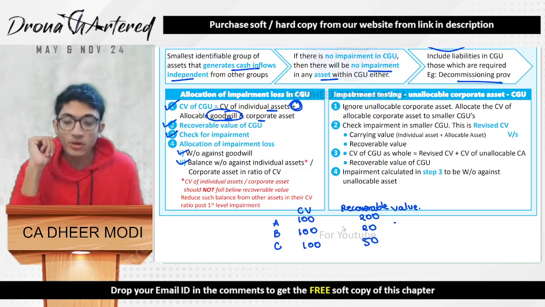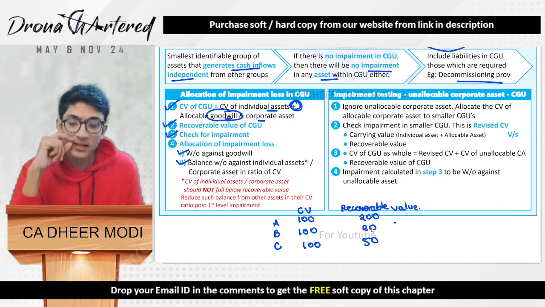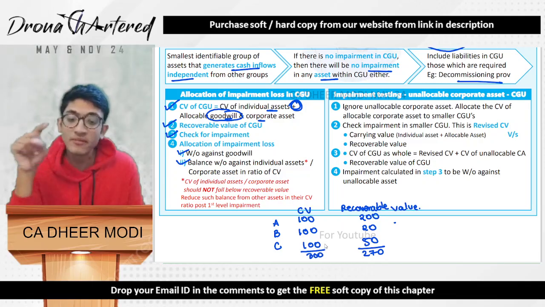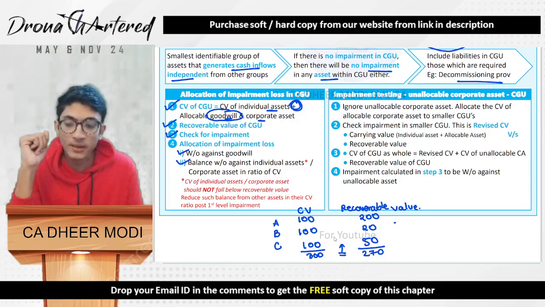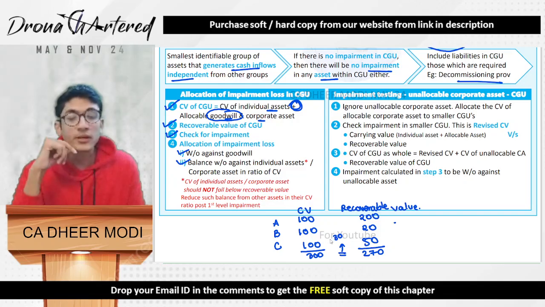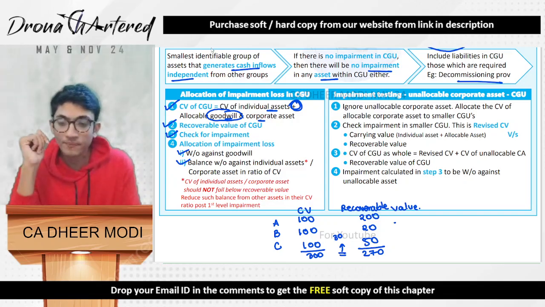So in such a case, what happens? Your total recoverable value comes to how much? Over here it comes to 270, and your total carrying value comes to 300. So now the recoverable value is less than the carrying value, correct? So basically there has to be an impairment of 30 rupees. Now this 30 rupees, what do they say?